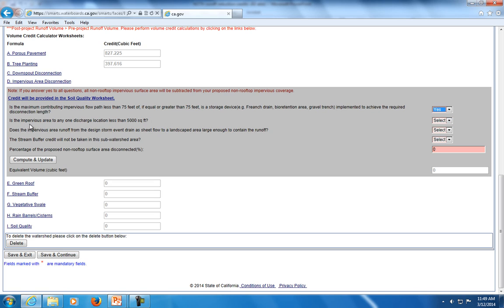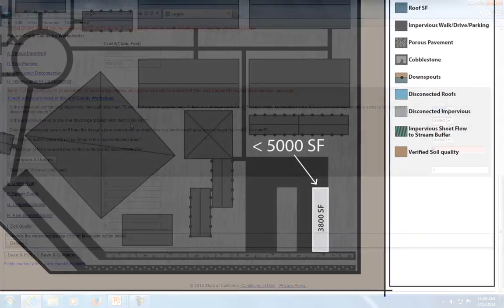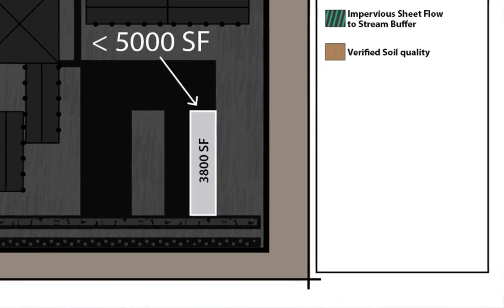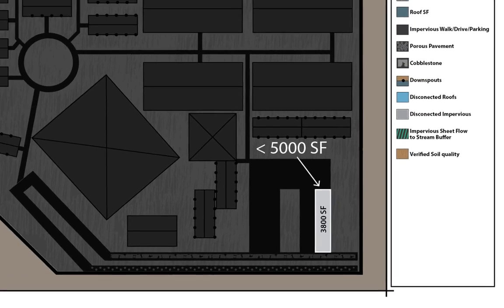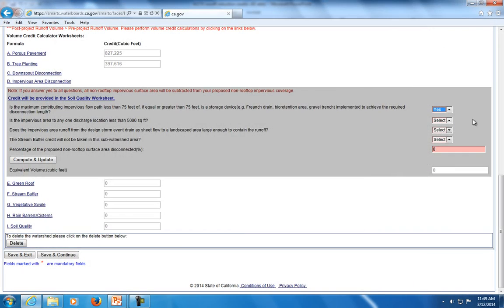Next question is dealing with the area of impervious area. So is the area to any one discharge location less than 5,000 square feet? Again, the assumption is that anything over 5,000 square feet draining to a point is going to be more of a concentrated flow situation versus sheet flow. So we'll say yes, we're going to achieve that. This has implications for how we grade things, right? We're getting away from just concentrating things in one point. We actually want to make sure that we've got less than 5,000 square feet of micro drainage area going to a certain point. So that's what that second question is dealing with.